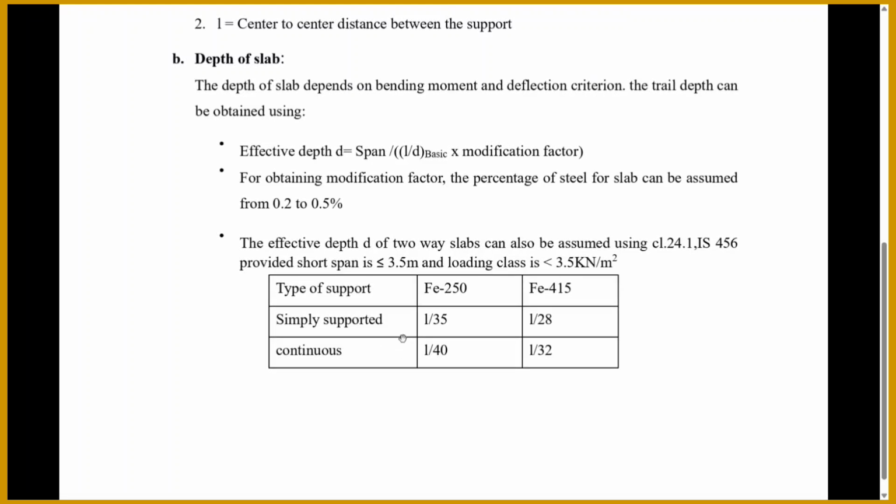If your slab is simply supported, you can use D as per 1 upon 35 if you use steel grade Fe 250. If your slab is simply supported and the steel grade is high, like Fe 450, you will have to use 1 upon 28. If your slab is continuous, you will have to use 1 upon 40. If your steel grade is 415, you will have to use 1 upon 32. This is the criteria for effective depth.